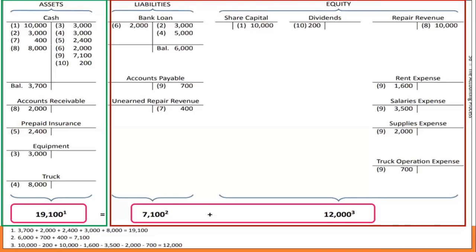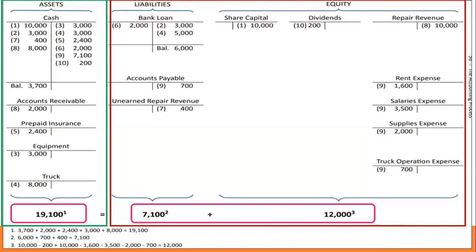Based on our first up until the 10th transaction, we have identified the bank loan, accounts payable, and unearned repair revenue. For the bank loan, our balance is $6,000. For the accounts payable, we have $700. And for the unearned repair revenue, we have $400. So a total of $7,100 for the liabilities. And finally, under equity, we have identified the share capital account, dividends, and repair revenue as well.